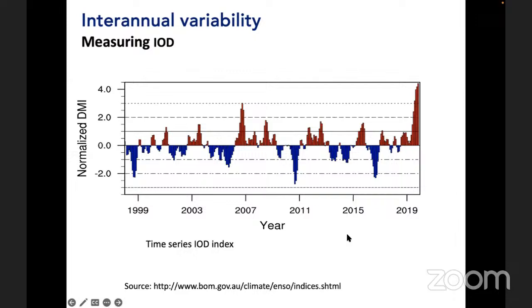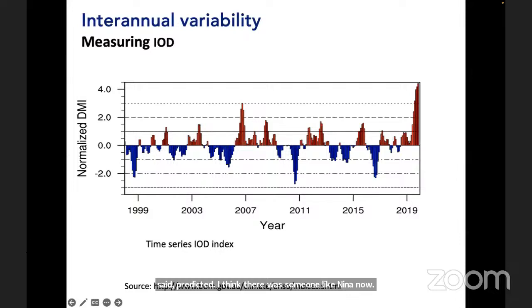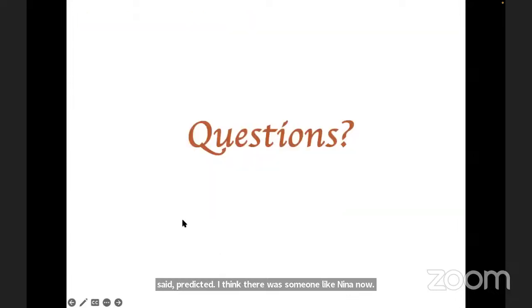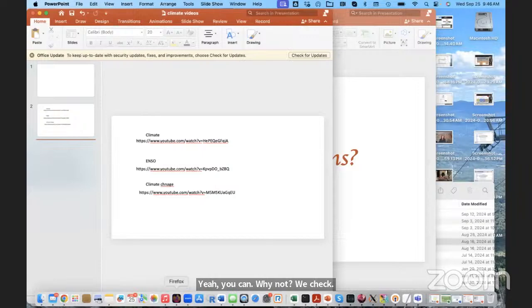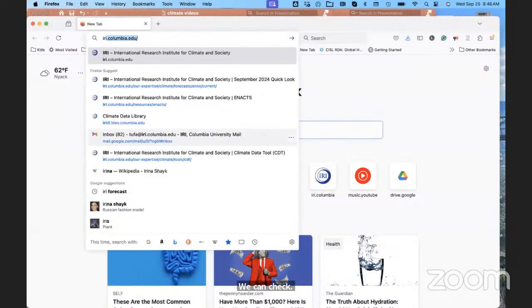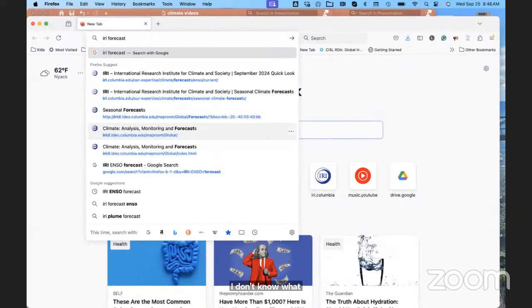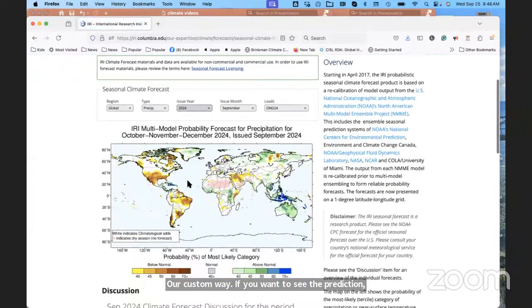He says La Nina was predicted but didn't happen this year. I'm not sure, was it predicted? I think there was some La Nina, no? I don't know. Maybe we can check. I don't know what the IRI forecast is. By the way, if you want to see the prediction, you can see it here.